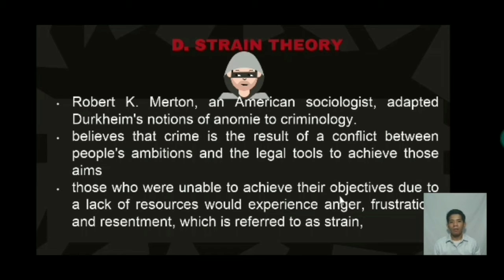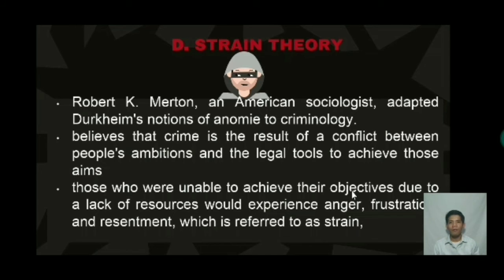Robert K. Merton, an American sociologist, adapted Durkheim's notion of anomie to criminology. He believes that crime is a result of conflict between people's ambition and the legal tools to achieve those aims. Those who were unable to achieve their objectives due to a lack of resources would experience anger, frustration, and resentment, which is referred to as strain. So, a crime happens because of conflict and misunderstanding that lead to anger and frustration, and those who strain will have the chance to do criminal activity.